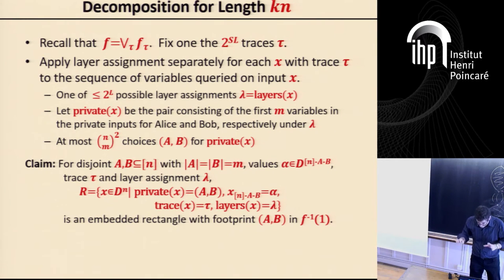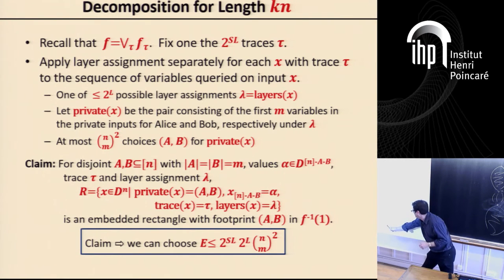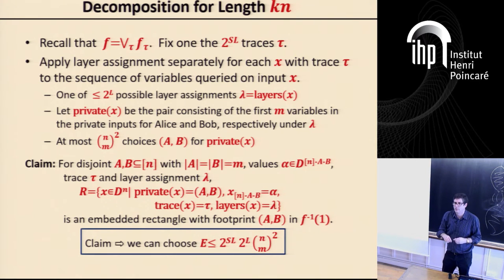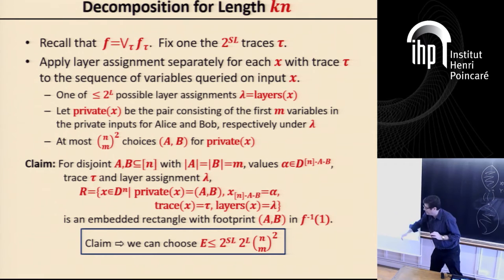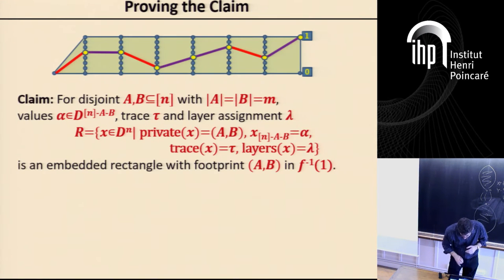Okay? And so this says we can choose the number of rectangles to be 2 to the SL times 2 to the L times N choose M squared. We get embedded rectangles because the program is going to behave exactly the same on all inputs with this property, because it outputs one. And this is this claim. So I did it.